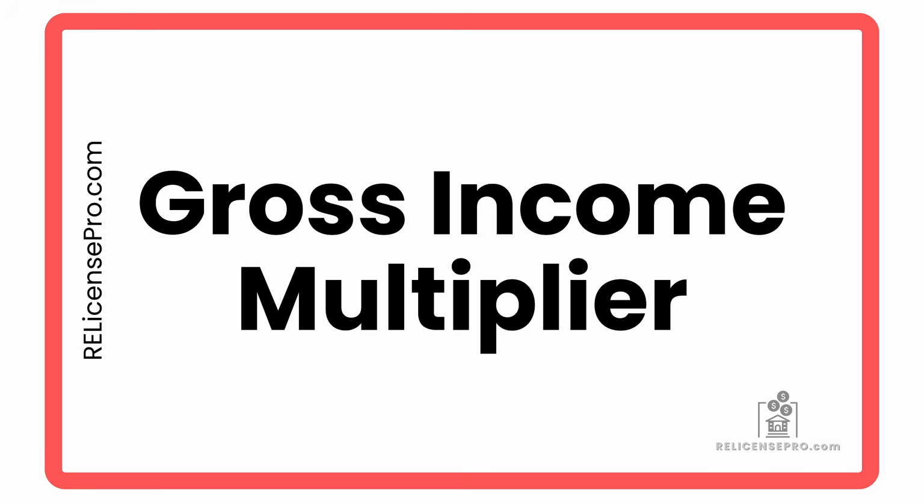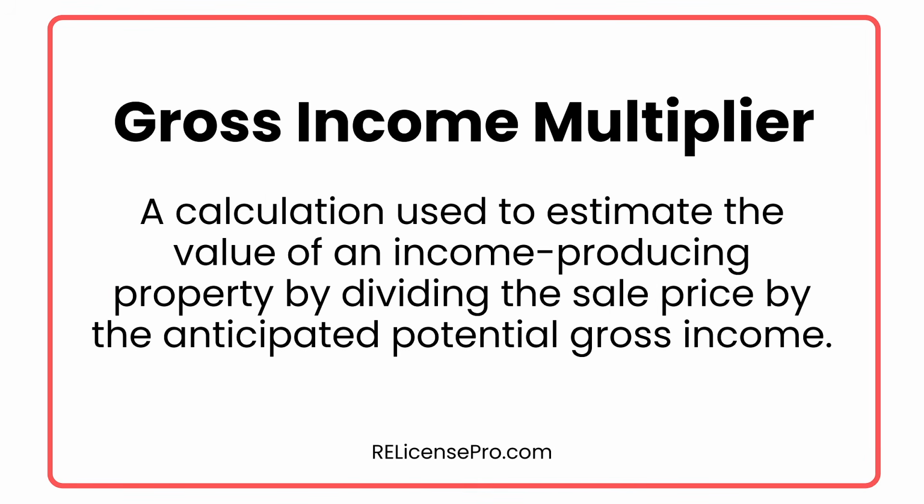Gross income multiplier. A calculation used to estimate the value of an income-producing property by dividing the sales price by the anticipated potential gross income.